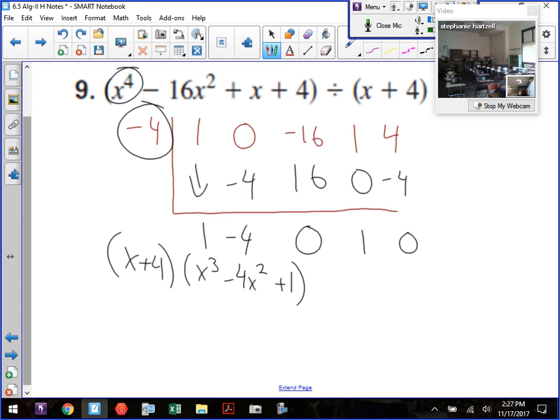Yes, ma'am? Every time you divide out a factor, every time you take out a 0 like that, you drop 1 degree. Every time you divide something out like this, you drop it 1 degree. Yeah.